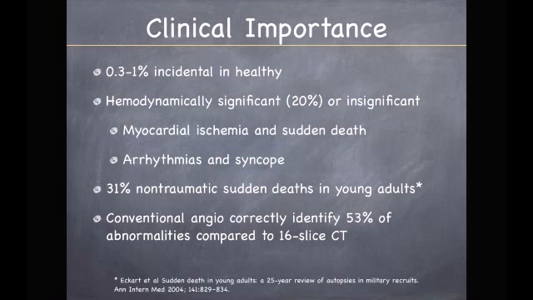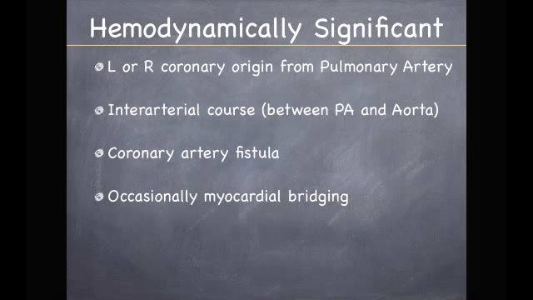hemodynamically significant coronary anomalies. Conventional angio correctly identifies about half of the abnormalities compared to 16-slice CT. So this just emphasizes that even for a long time since the world of 16-slice CT, CT really is the gold standard for coronary anomalies.